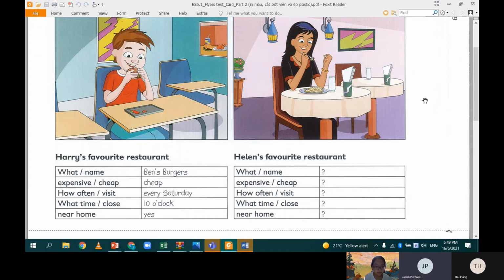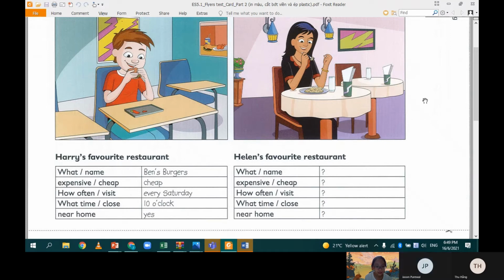Do you understand the question? Do you understand? You want me to explain the question for you? I think maybe no. Okay, so expensive means you have to pay a lot of money, and cheap is you don't have to pay much money for the food there. So, do you think this restaurant is expensive or cheap?